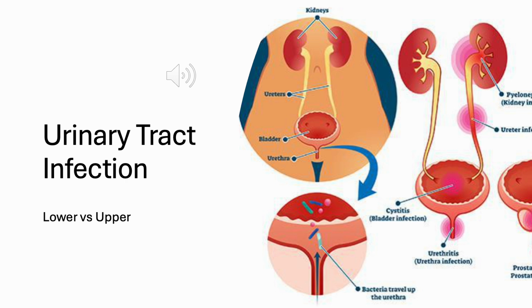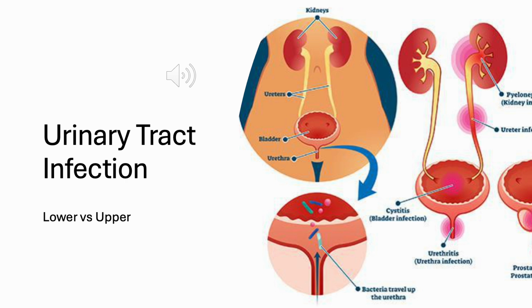So now we're going to talk about urinary tract infections and lower versus upper urinary tract infections. A urinary tract infection occurs usually when bacteria ascend through the urethra into the bladder. And an upper urinary tract infection is when E. coli makes its way up the ureters into the kidney pelvis.